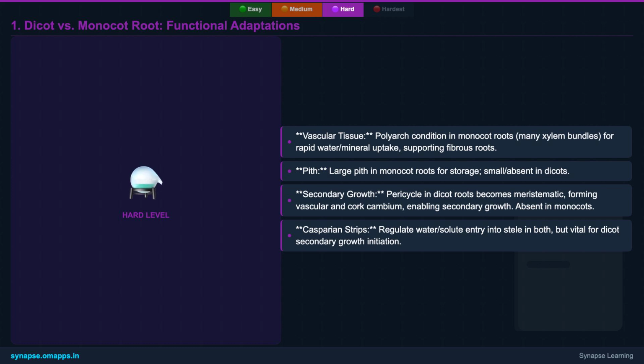For stems, the collenchymatous hypodermis in dicots offers flexible support, crucial for young, growing stems, while the sclerenchymatous hypodermis in monocots provides rigid strength for their often unbranched, robust structures. These adaptations reflect different growth strategies and ecological niches, highlighting how internal structure directly supports external form and function.